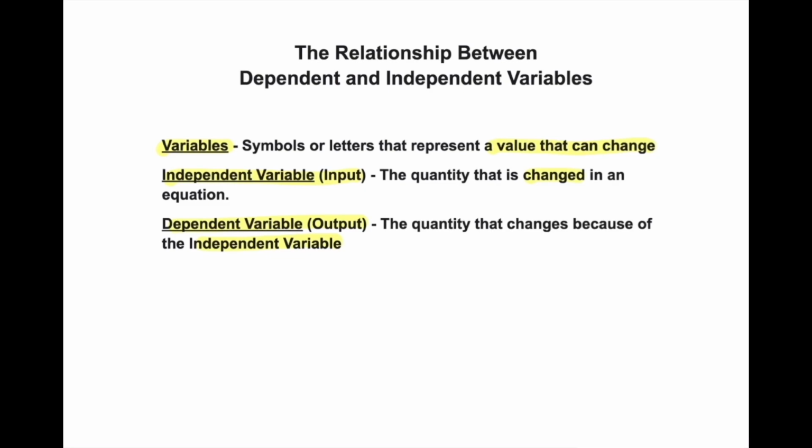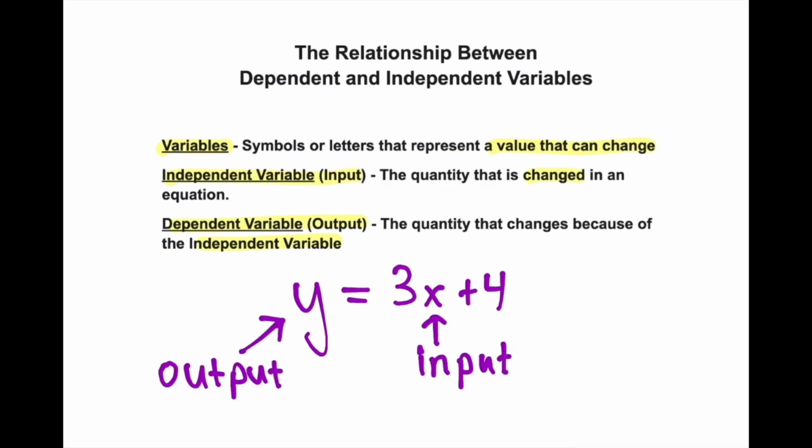Many times in math, we have data sets that contain two or more quantities written in an equation form. An example would be y equals 3x plus 4. The x is the input. We're going to plug numbers in for the x. And then our y is the output. That's our answer. If we plug a different number in for x, our output will change.